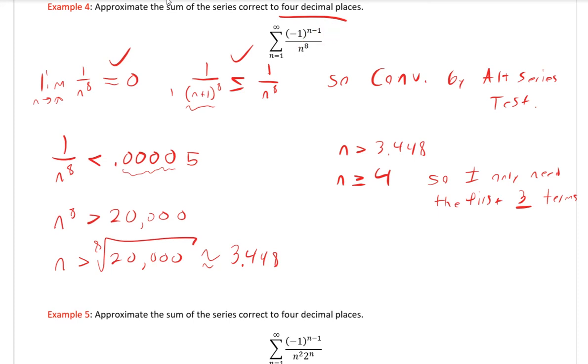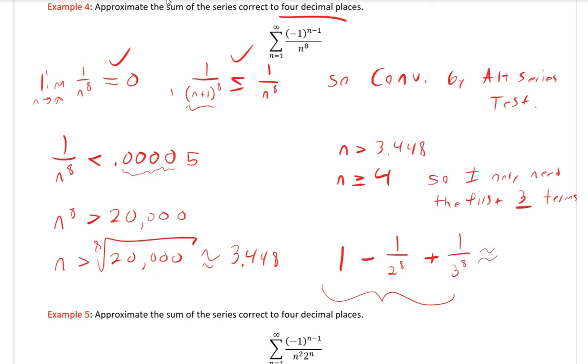If I put in 1 into here, negative 1 to the 1 minus 1 is 0 over 1. So I start off with 1 over 1. And then I'm going to get minus and then a plus. If I plug in 2, I get 1 over 2 to the 8th. If I plug in 3, I get 1 over 3 to the 8th. The 4th term is where I'm going to start influencing less and less and less. But these first 3 terms should approximate the series overall to the first 4 decimal places.